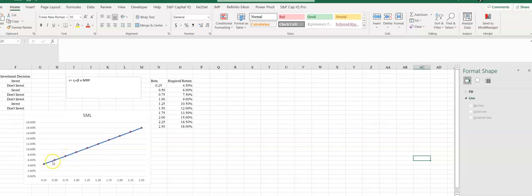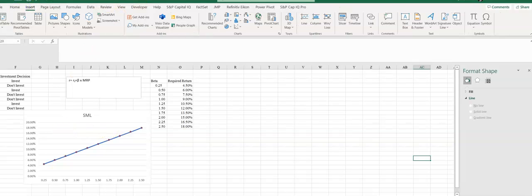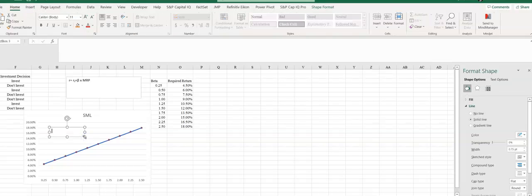So for each level of beta, as you can see, I have the required rate of return. So these are just a fair compensation for the level of risk that we are taking. So if an asset return shows up above, we are going to invest. So we will call this part of the chart the investable assets area. So let's insert a text. Let's call this investable.